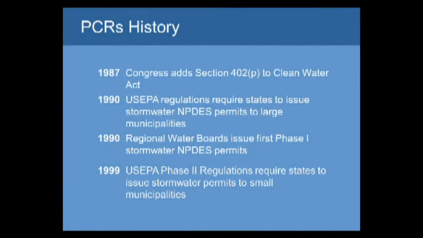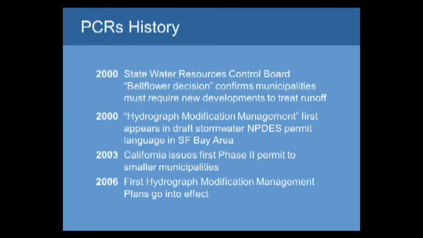The regulations to implement that change to the Clean Water Act were put in during the 1990s. It took until the end of that decade for US EPA to issue regulations affecting Phase 2 municipalities, which are the subject of the PCRs.